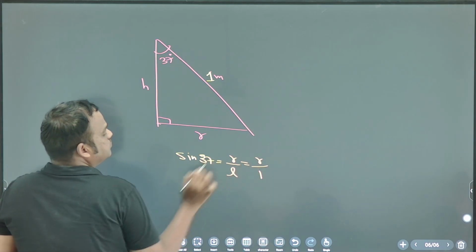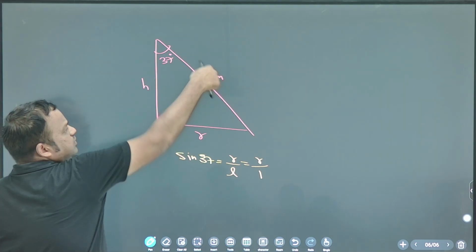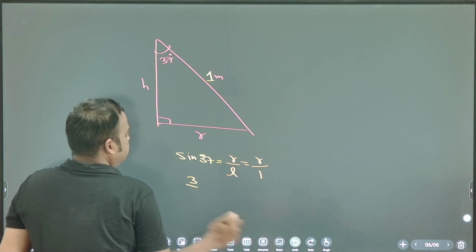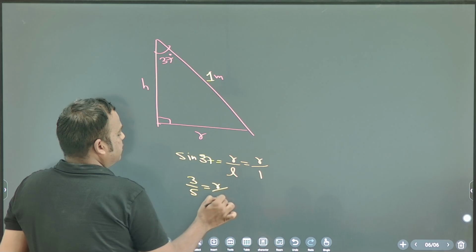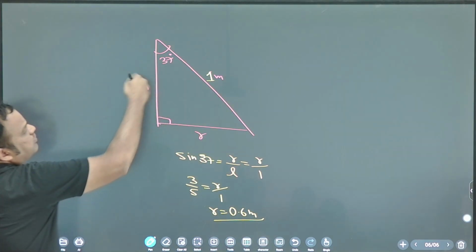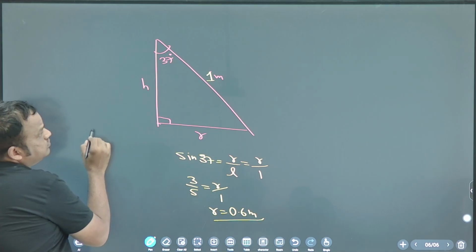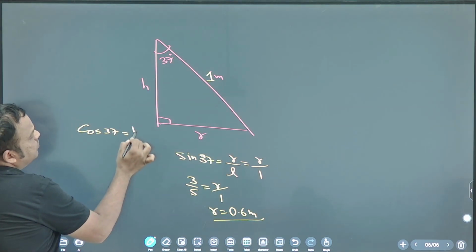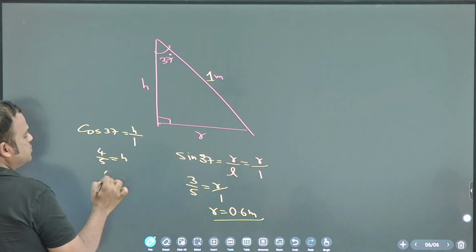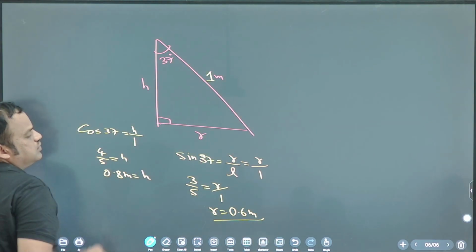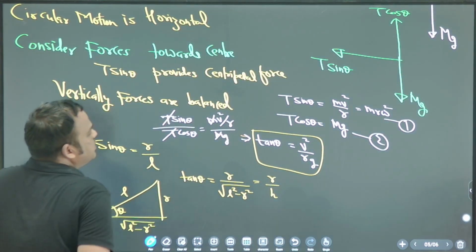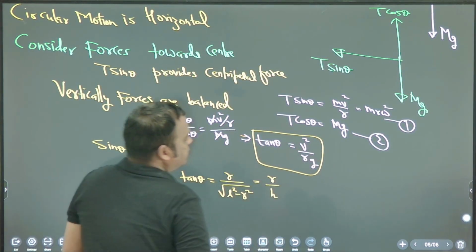So r by 1 meter. So sin 37 is 3 by 5. Good. 3 by 5 is equal to r by 1. So what is r? 3 by 5 means 0.6. And height also you can find. Cos 37 is equal to h by 1. So 4 by 5 is equal to h. So 0.8 meter is equal to h. Okay, clear? Now I'm going back to that screen. Note down, tan theta is equal to v square by rg.